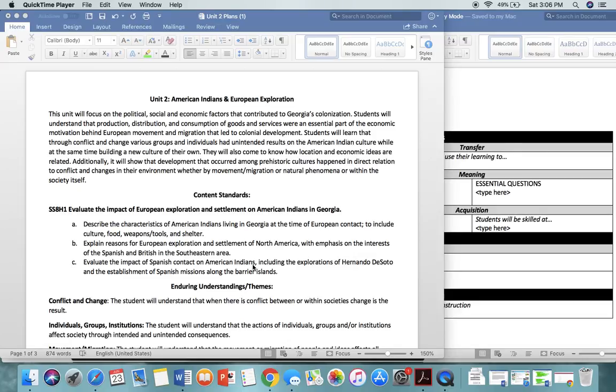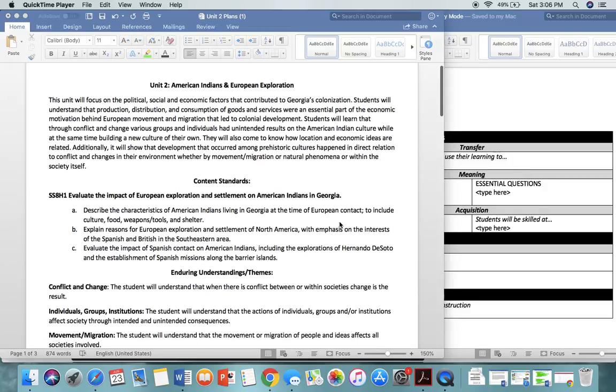Right, so what I have pulled up here is my Unit 2 plans from last year. Unit 1 was Georgia's geography and physical features and climate. So this was our first historical-based unit. The unit title is American Indians and European Exploration. And as you can see, it's guided by this content standard here.